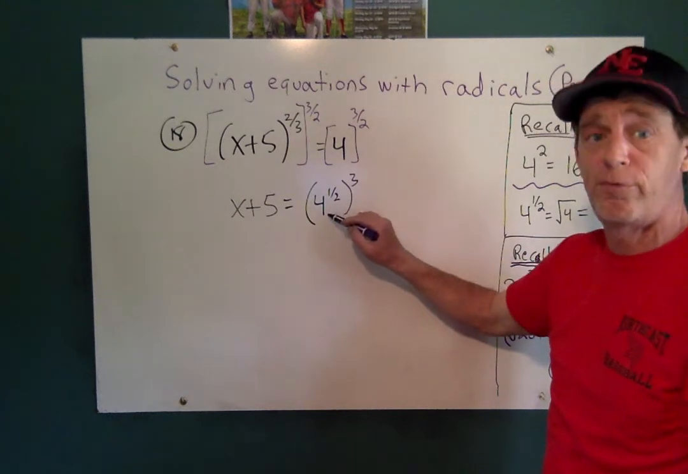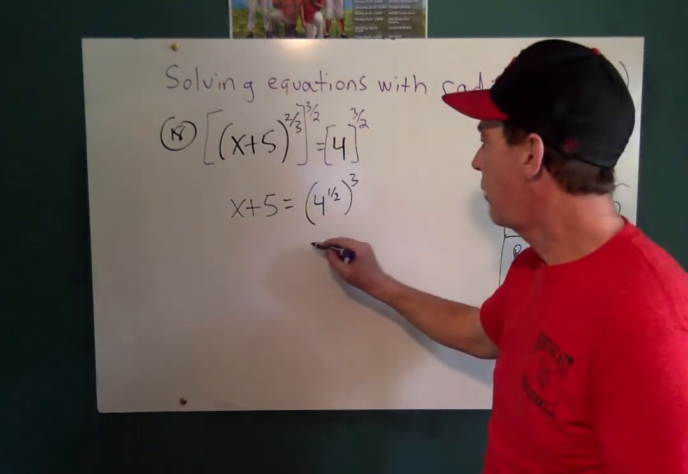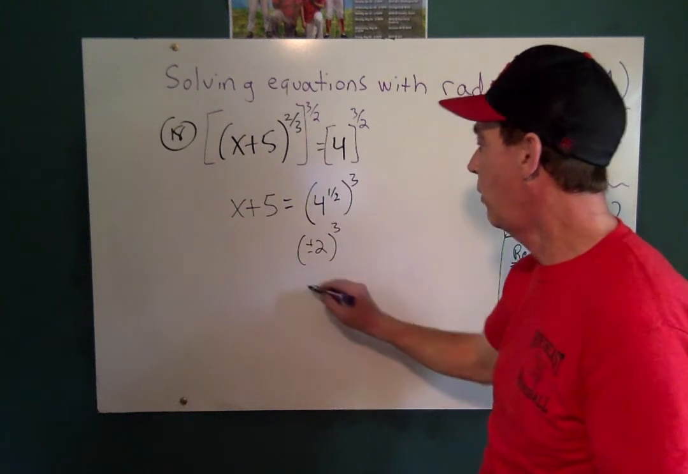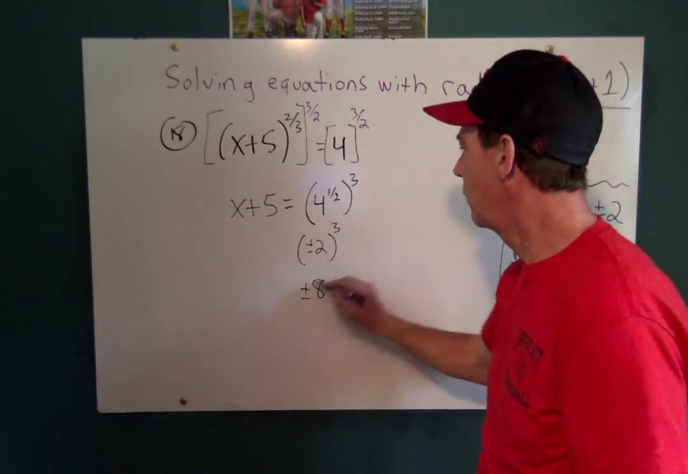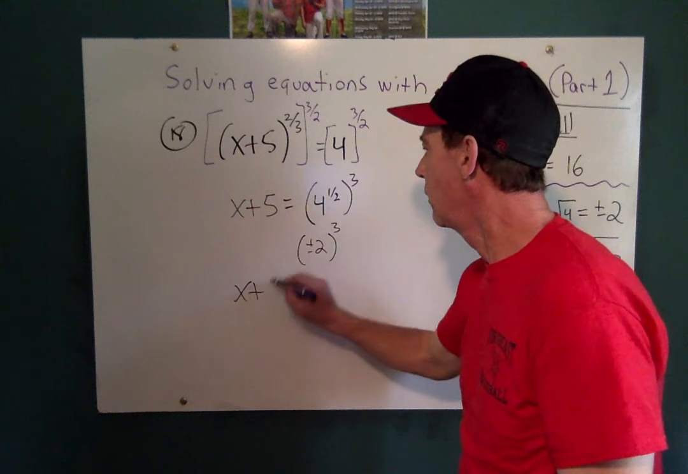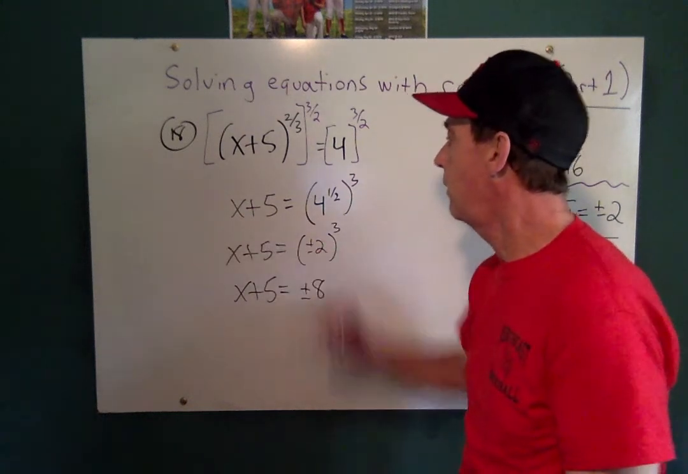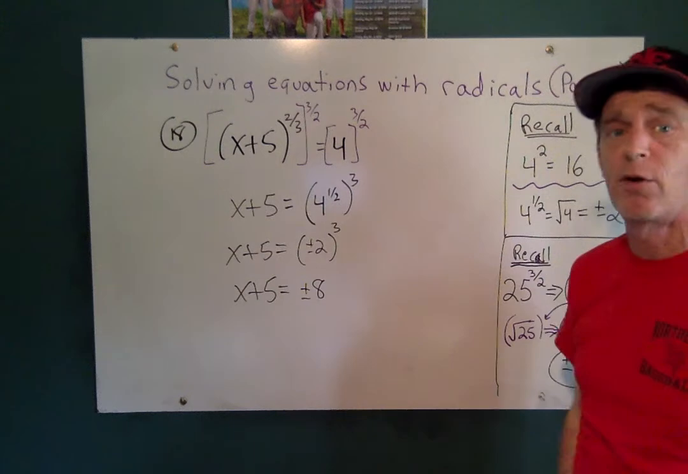This is the square root of 4. So plus or minus 2 to the 3rd power. Notice the other side just stayed. I didn't mess with that as I already had it to the 1st power.